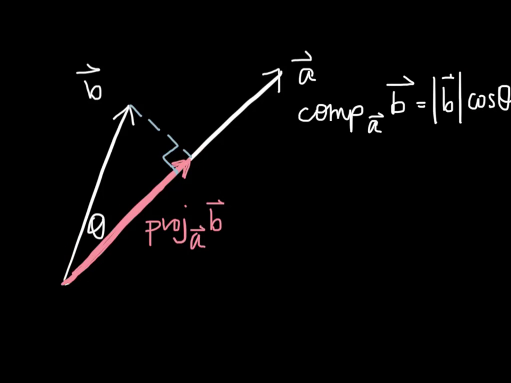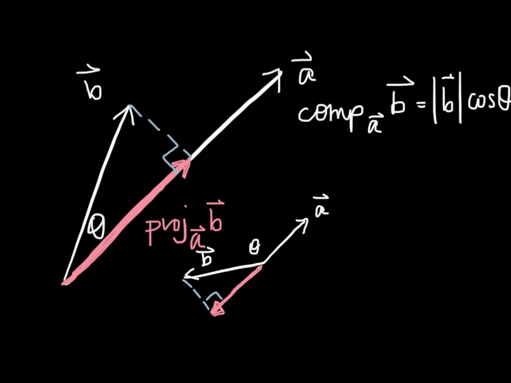Now, why did I say that it was the signed magnitude of this vector? Well, remember that the angle between two vectors is not guaranteed to be less than pi over 2 or less than 90 degrees. What if we had a situation like this? Here, A and B have an angle theta that's greater than pi over 2 but less than pi between them. So what does the vector projection of B onto A look like? It looks just like that.